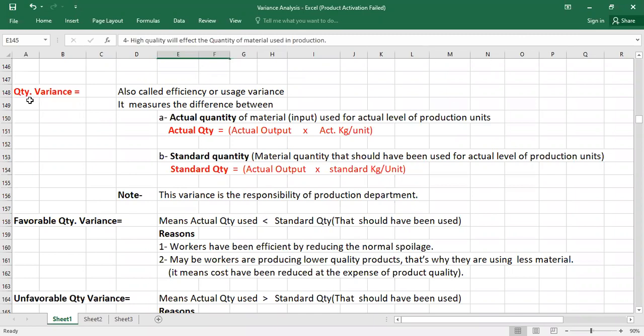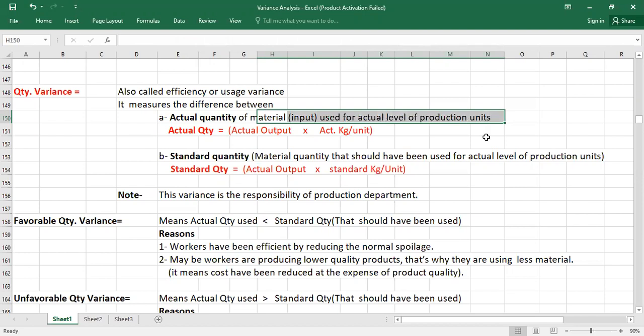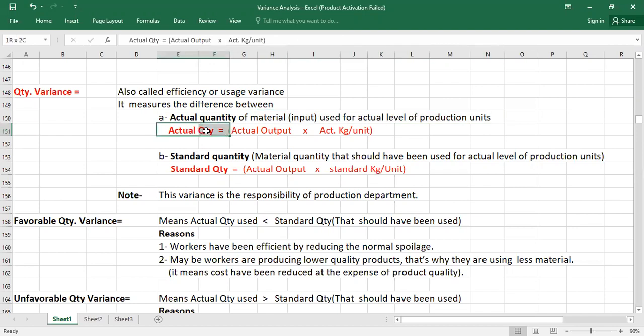Now we are going to look at the quantity variance. Quantity variance is also called efficiency or usage variance. Quantity variance measures the difference between actual quantity and standard quantity. Actual quantity is the quantity of material used for the actual level of production. And how will you get it? Actual quantity is always equal to the actual level of output multiplied by actual kg for each unit of the output.